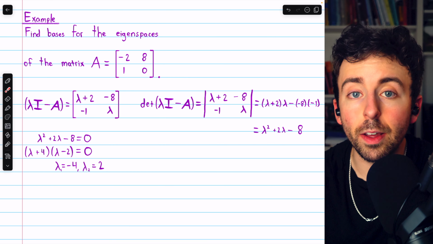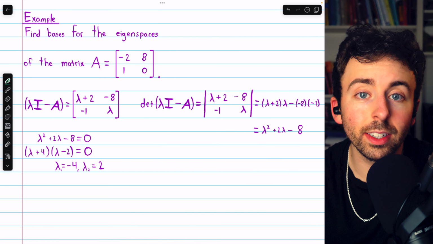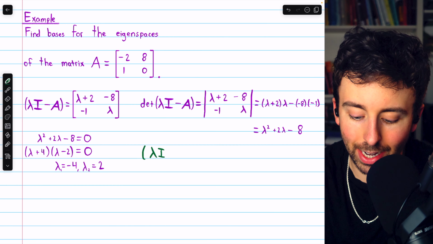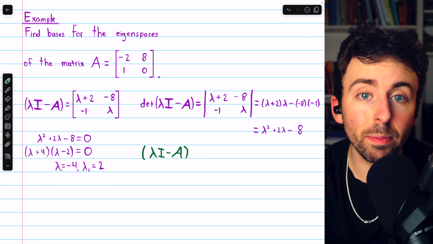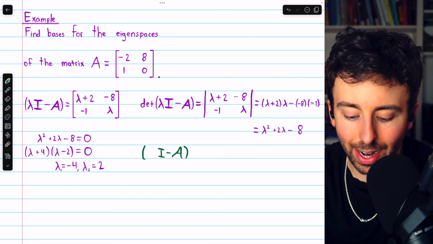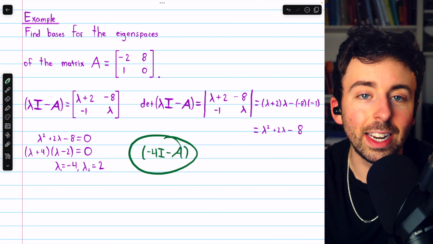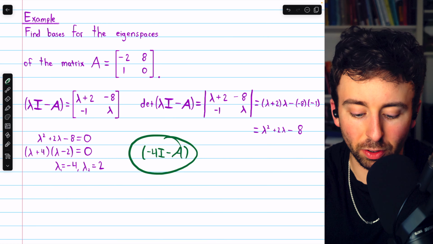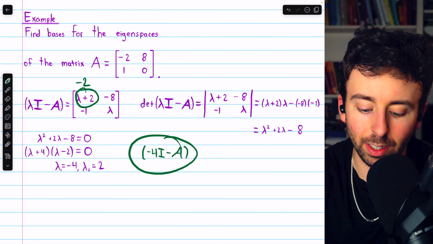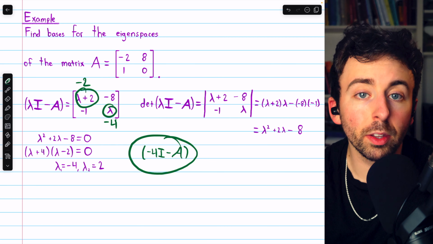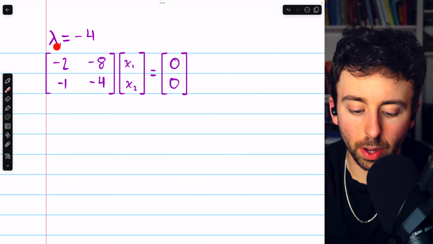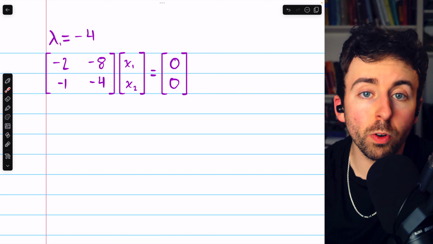Now we can go ahead and find a basis for the eigenspace, which is going to come down to finding the null space of the matrix lambda I minus A. We're going to have to do this for each lambda value, though. So we can begin with the first eigenvalue of negative 4. So we'll be finding the null space of this matrix, negative 4I minus A. That's just going to look like this, but with negative 4 in place of lambda. So negative 4 plus 2 is going to give us negative 2, and then down there we'll have a negative 4. So let's go ahead and find the null space of that matrix. This is the matrix we just described, corresponding to the eigenvalue negative 4. We're trying to find its null space.